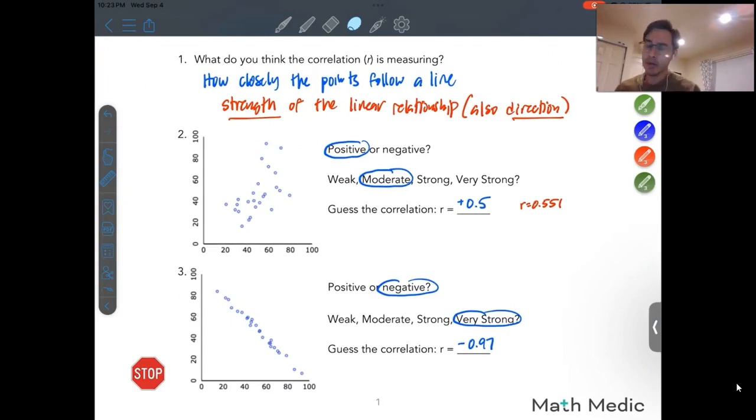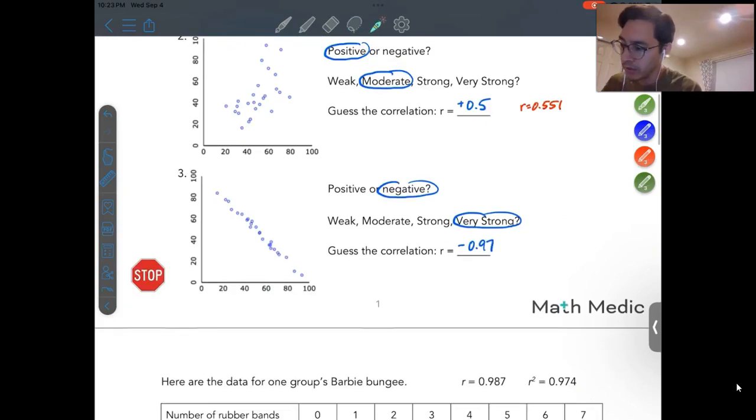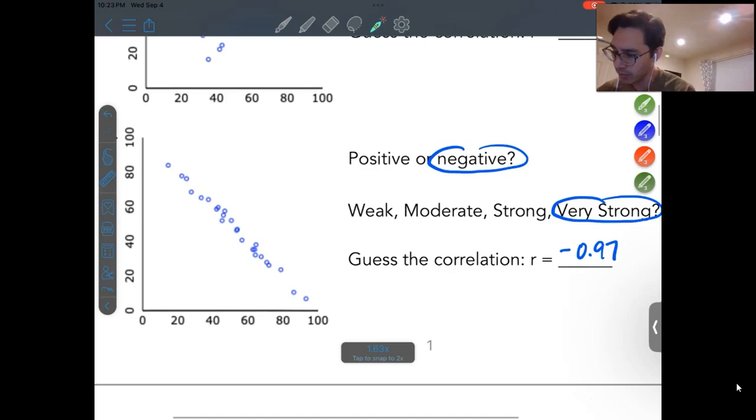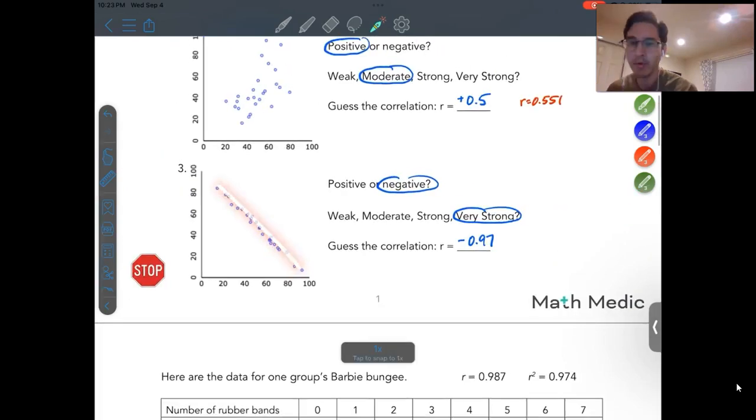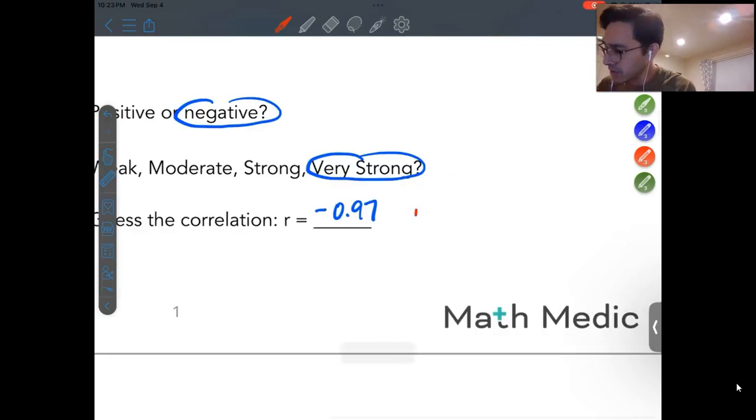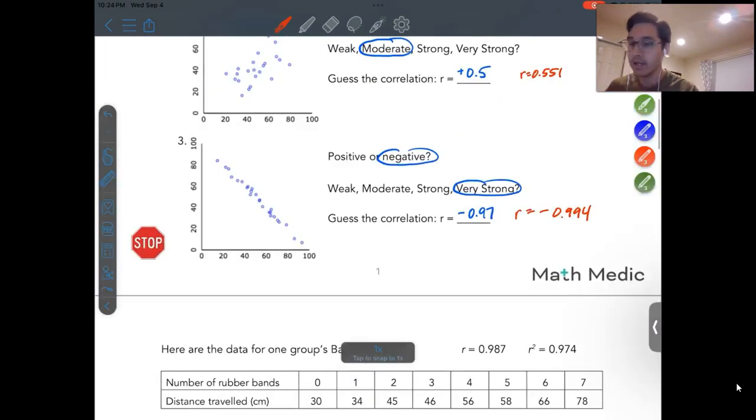Question number 3, this last scatter plot, it's pretty clear that this is going in the negative direction. The points are very tightly aligned, so we would describe it as very strong, and the number we might use is something close to -1, but not exactly. The points aren't perfectly aligned, so negative 0.97 might be a reasonable guess. The actual correlation for this scatter plot is negative 0.9914. It is very, very close to -1.